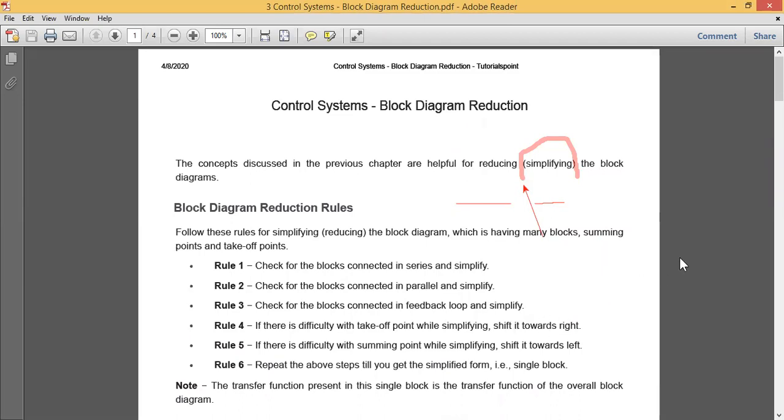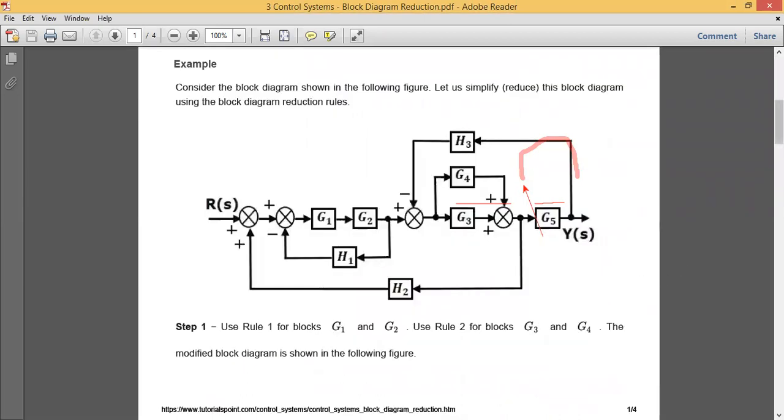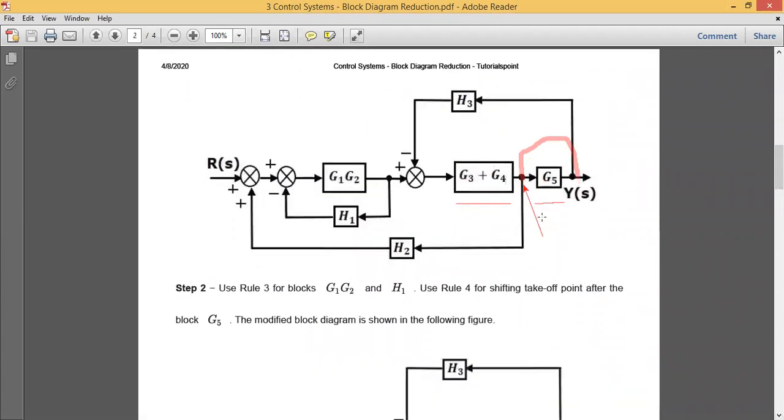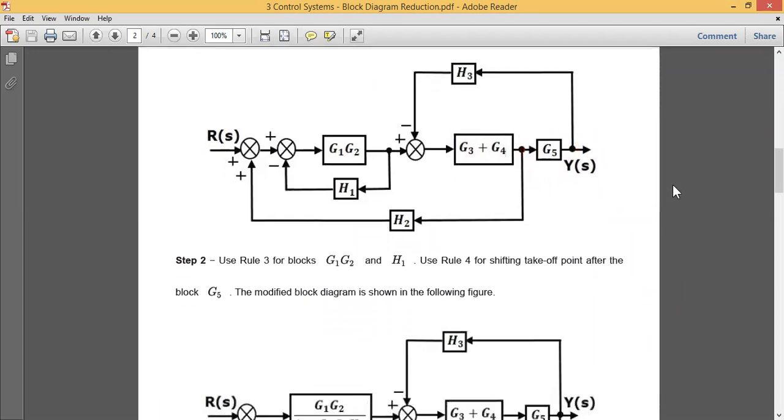If you try to shift it, the rule says shift it towards the right side. Okay, so what will I do now? I shifted it to the right side. Here you can see what I have done. I have just shown you the mark which is shifted towards the right side. Now let us see what changes we can find in the diagram. So step number 2 says rule 3 for the block G1, G2 and H1. Now then use rule number 4, that is the takeoff point after the block G5, then try to modify.